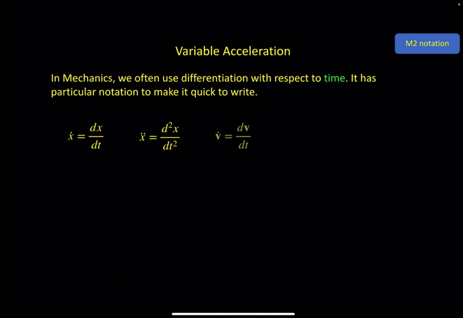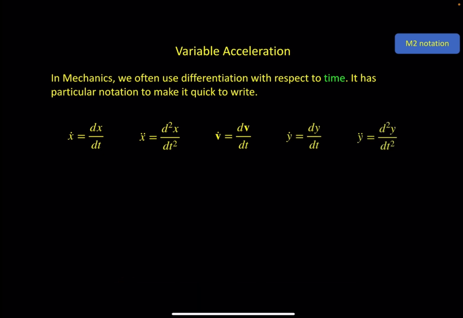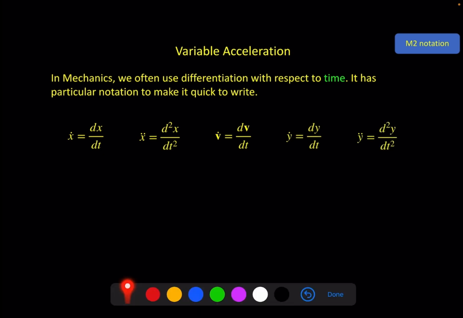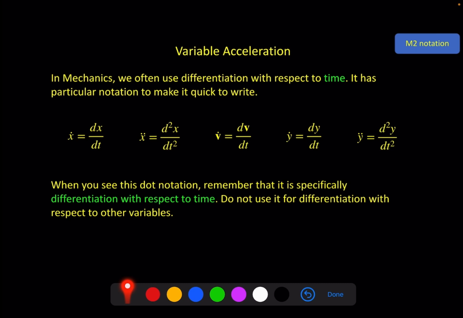You can do this with vectors as well. So v as a vector here with a dot is still a derivative with respect to time. And of course you can do it with y's or anything else that you need to differentiate with respect to time. The key thing to remember here is that you only do this with differentiation with respect to time. Don't use this notation for differentiation with respect to any other variables, only time. And you don't have to use it, but it's worth knowing just in case you come across it and you need to know how to interpret what you're seeing.